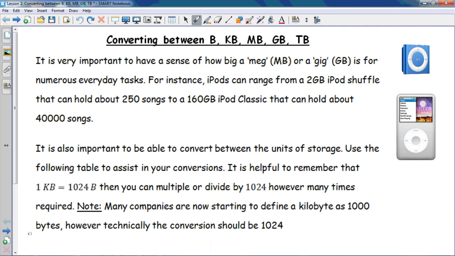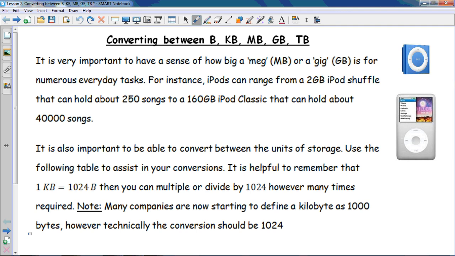Okay, so our next unit of work is about converting between our bytes and our kilobytes and our megabytes and our gigabytes. So as I've got here, it's really important to have a sense of how big a meg or gig is for our everyday life. And you would have already known these terms before when you're looking at your mobile phone, what your plan is, how many gig you have.